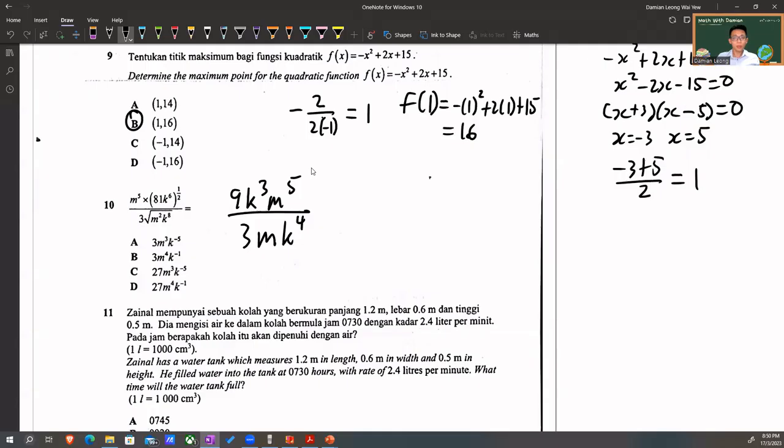Yeah. Then we simplify. 9 divided by 3 is 3. K with k. So k to the power 3 minus 4. And then the m power 5. No number means power 1. So minus 1. Divide power minus times power plus. So 3 minus 4. So 3k to the power of -1 m to the power of 4, which is B. Okay.